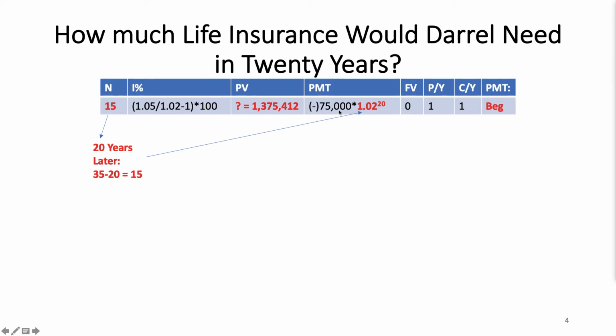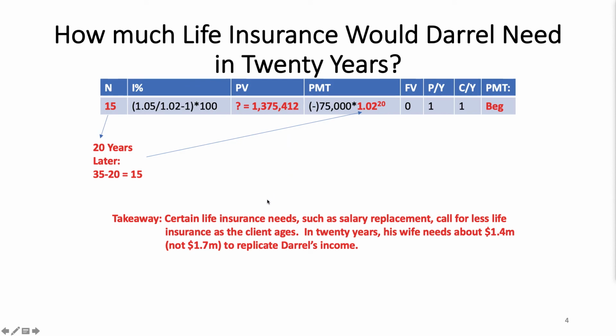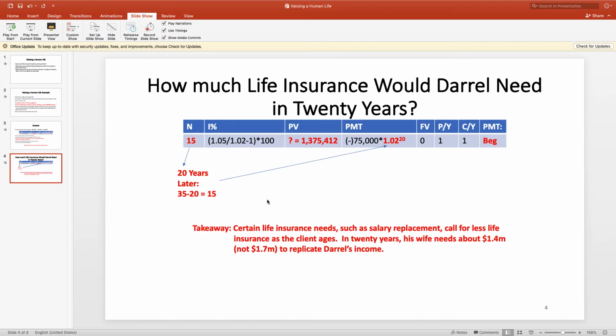In other words, I figured out the future value of $75,000 given 2% inflation over 20 years, because it is 20 years later. The calculator is still set to begin. And the answer is $1.375 million, or about $1.4 million. So the takeaway is certain life insurance needs, such as salary replacement that we see here, call for less life insurance as our client ages. In 20 years, his wife needs about $1.4 million, not $1.7 million, to replicate his income. That's it.